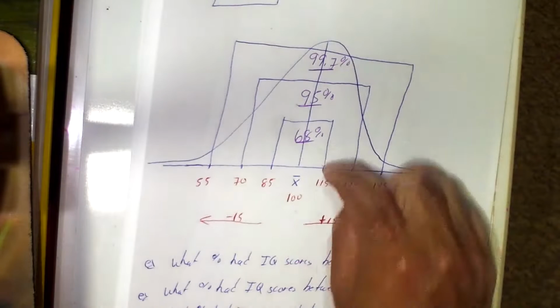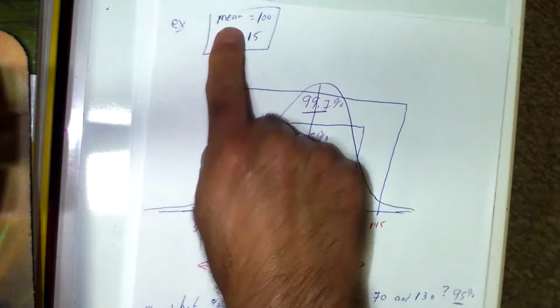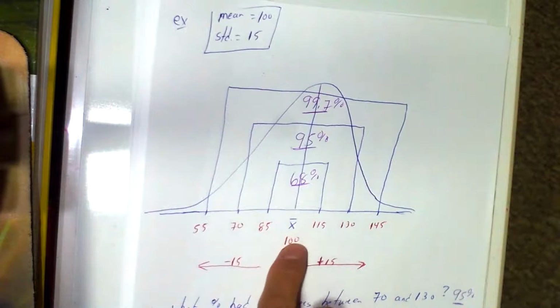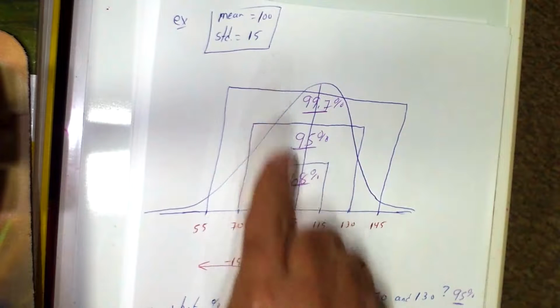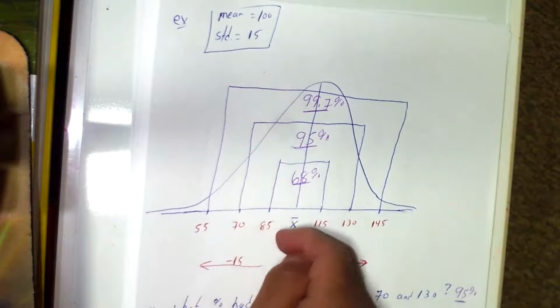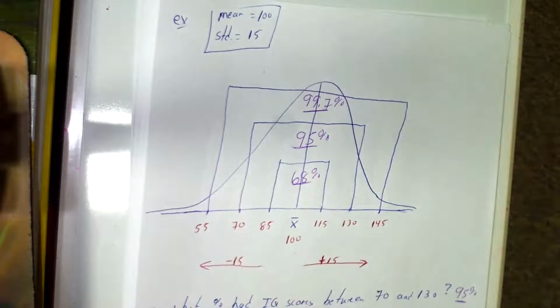So you have to memorize these three percentages. You will be given the mean and standard deviation. You just fill them in. Fill in your mean, add standard deviations as you go along to the right, subtract standard deviation when you go left. Got those, fill in the boxes with the percentages, and you can answer the question.